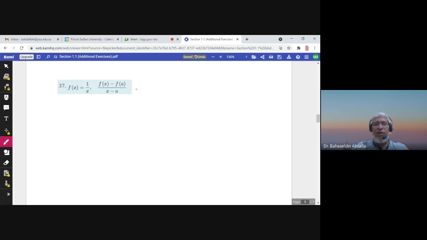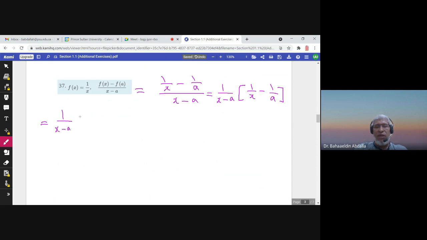Here, f of x is 1 over x. F of a is 1 over a, over x minus a. I will write it 1 over x minus a. The denominator, I will take it out, times 1 over x minus 1 over a. This is important to simplify the figure. So 1 over x minus a.